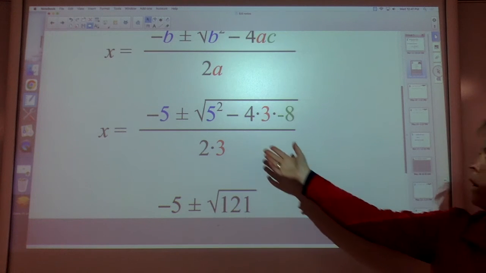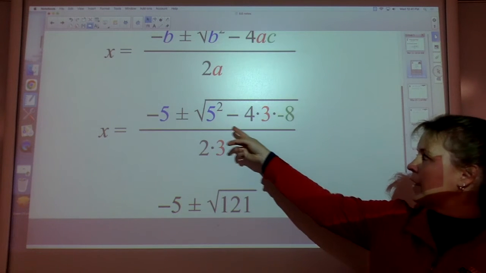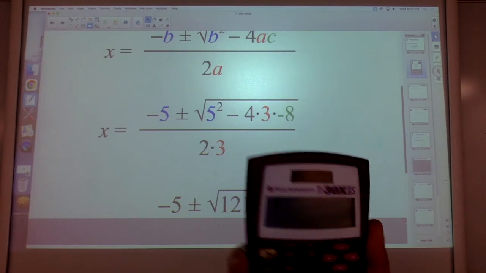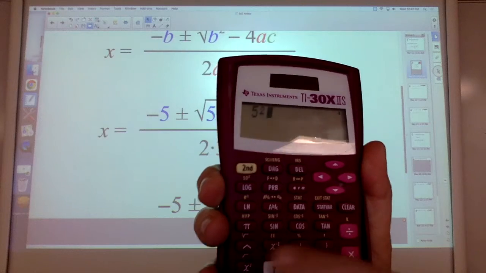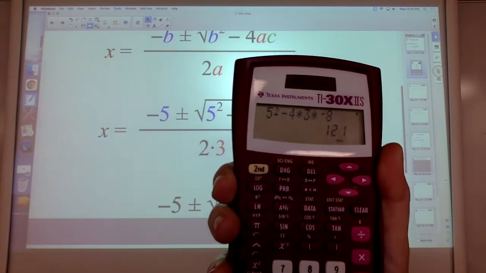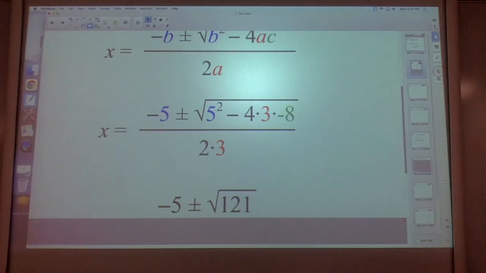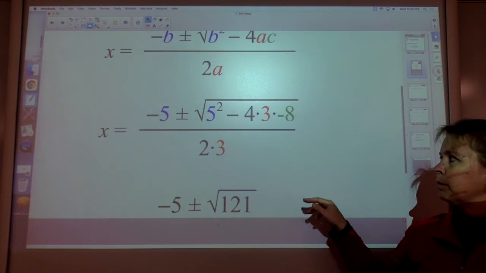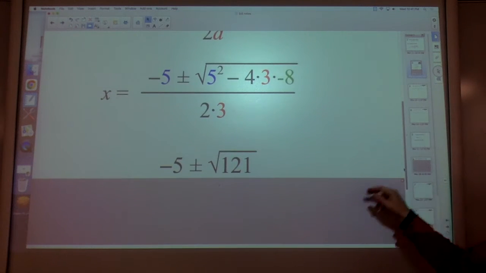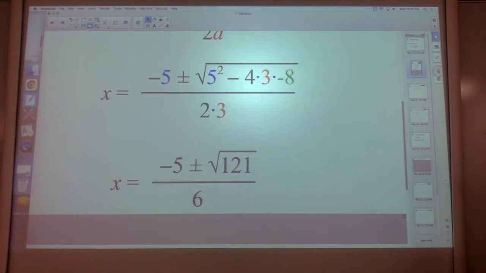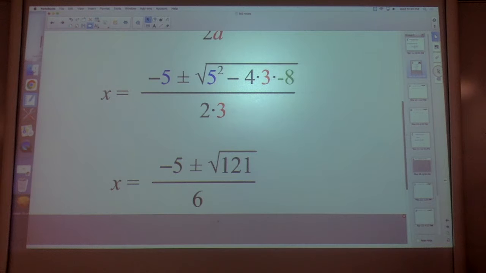First, we can calculate 5 squared minus 4 times 3 times negative 8. Don't use the square root button. Just put in 5 squared minus 4 times 3 times negative 8 and get 121. But when we write it down, we write square root of 121. You don't put the square root in, you just do the inside part. 2 times 3 is 6. That looks a little easier to work with, a smaller formula. It does still have x equals out in front.